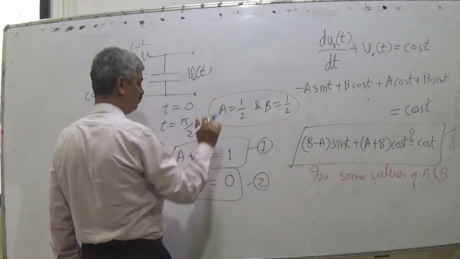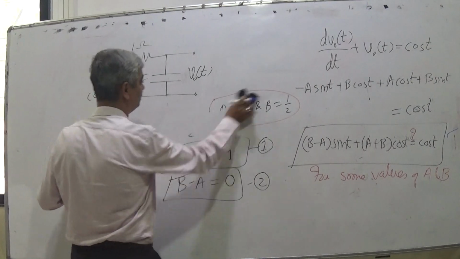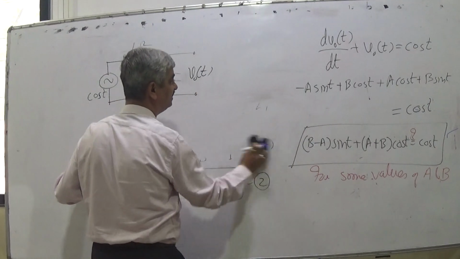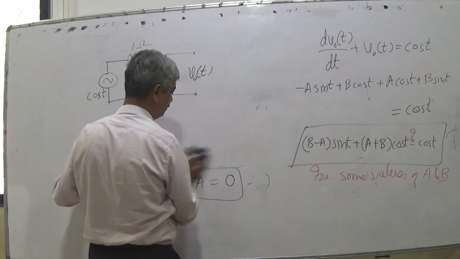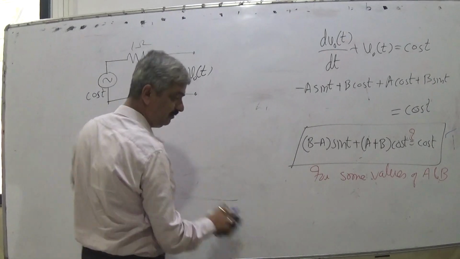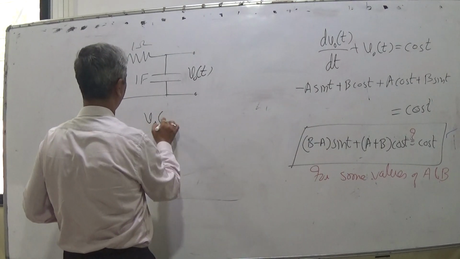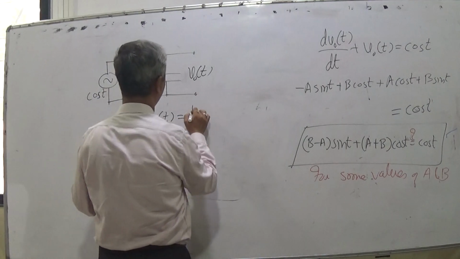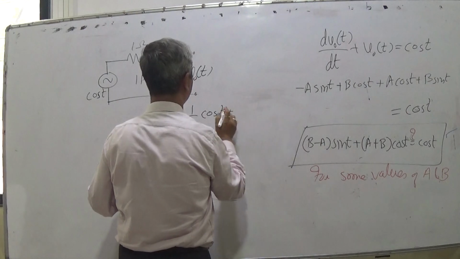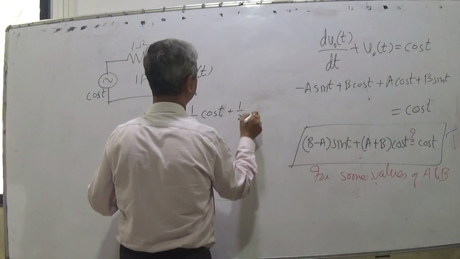So, what is the solution now? A equal to half and b equal to half. What solution have we proposed? We have proposed a solution that a cos t plus b sin t was the solution. So a is equal to half and b is equal to half. So we can have VOT is equal to half cos t plus half sin t.